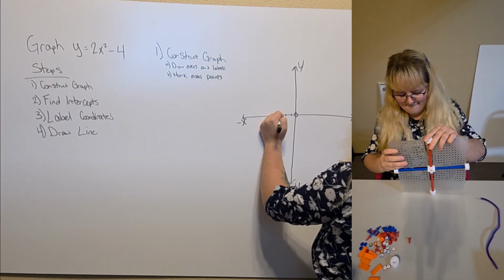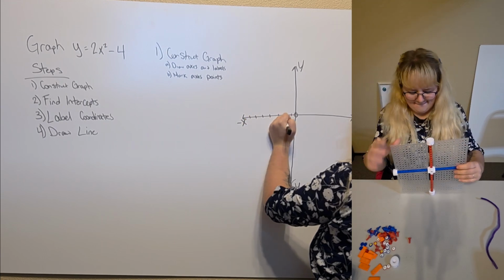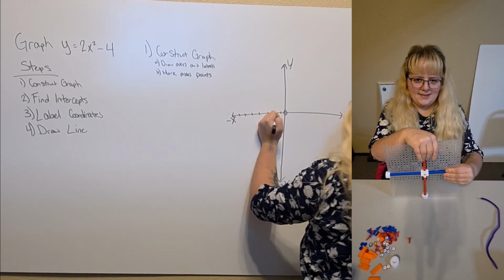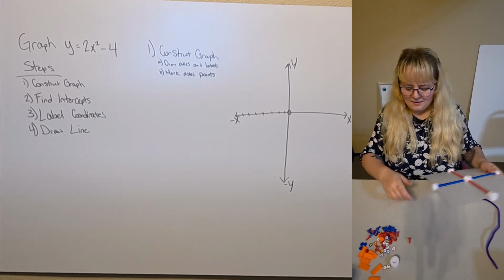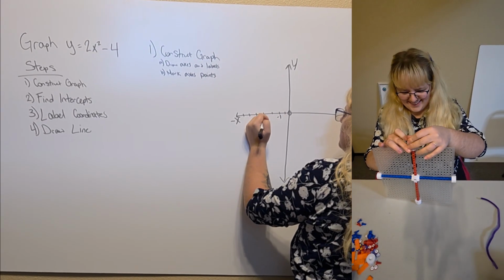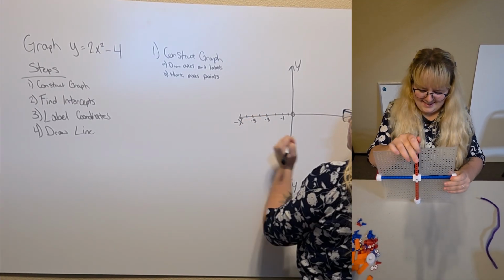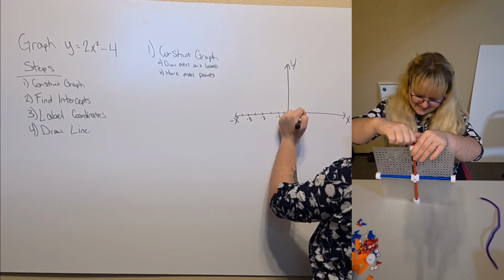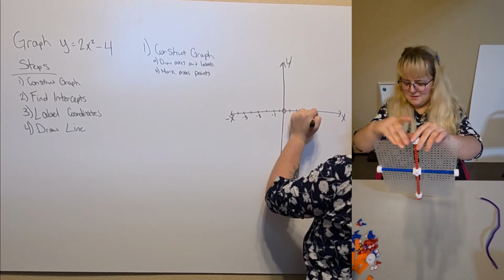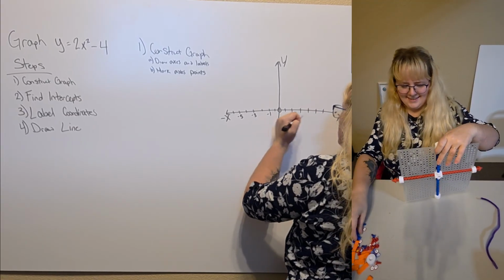However, on the y-axis, since the y-axis grows quicker, it's much more reasonable to use a larger scale. So in this scale, I chose each hole to represent one increment. So it goes from 0 to 1 to 2 to 3 on each hole. It's up to you how you want to graph that scale.